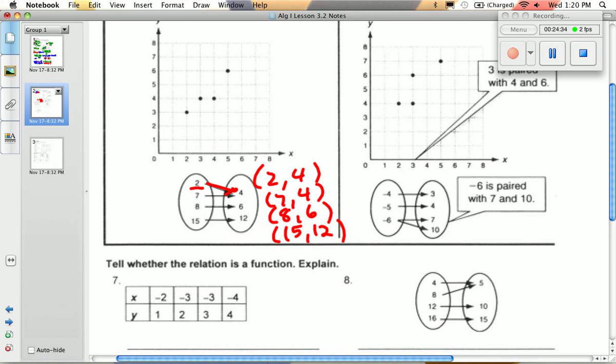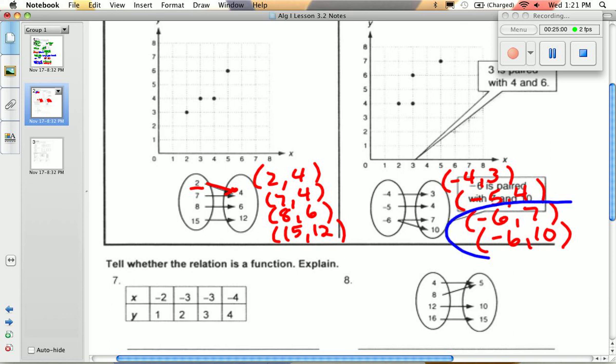Because notice what happens over here in this mapping diagram. This is ordered pair (-4, 3). This is ordered pair (-5, 4). This is ordered pair (-6, 7). This is ordered pair (-6, 10). Is there a problem here? Yeah. When x is equal to -6, we have two different y values. So that one's not a function.